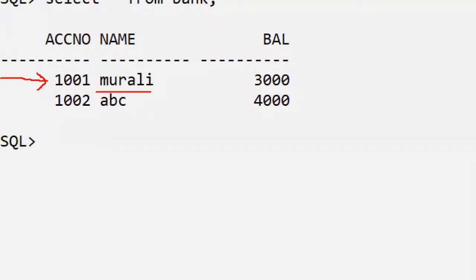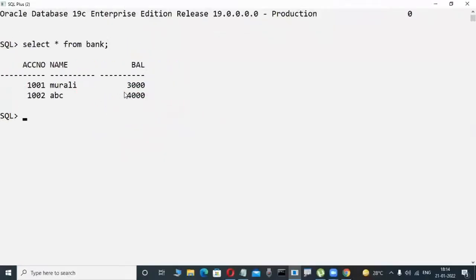My name is Murali. I'm an account holder. My balance is how much? Yes, 3000 is there. Observe it here, my balance is 3000, for example. Now check out this scenario. Slowly observe it here.